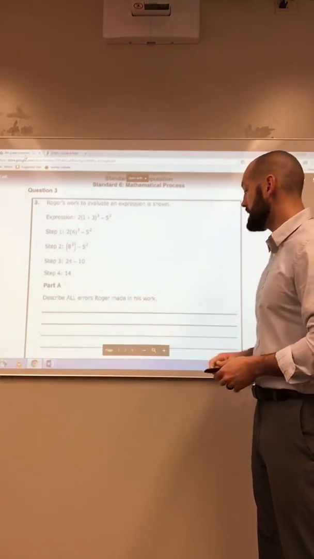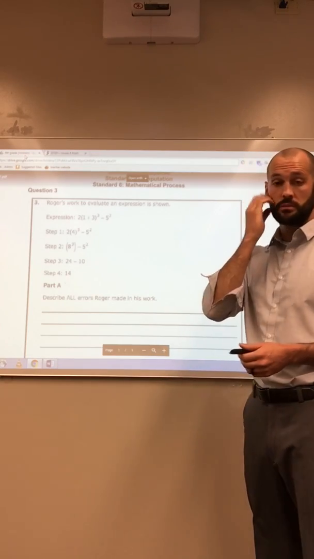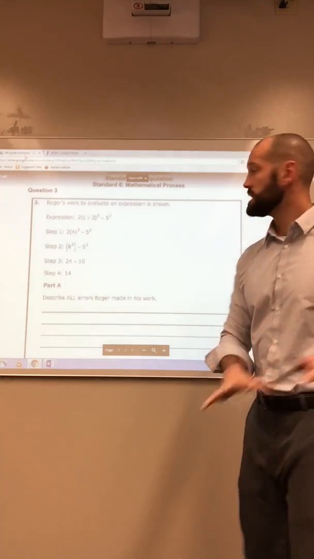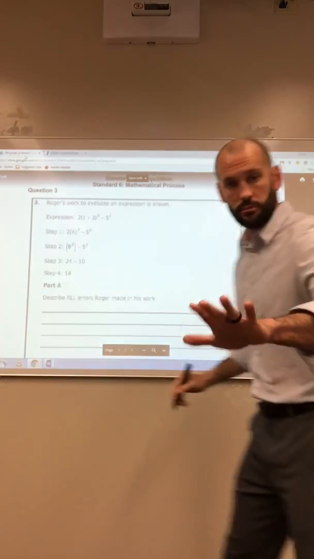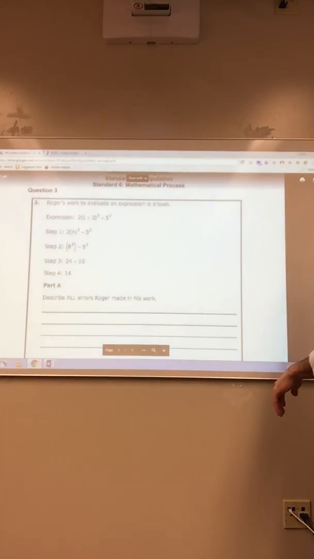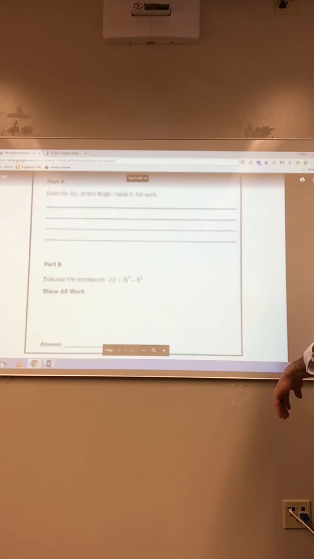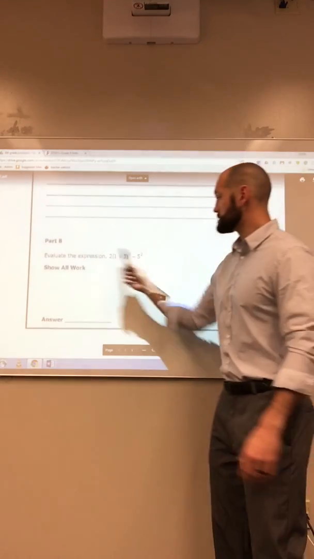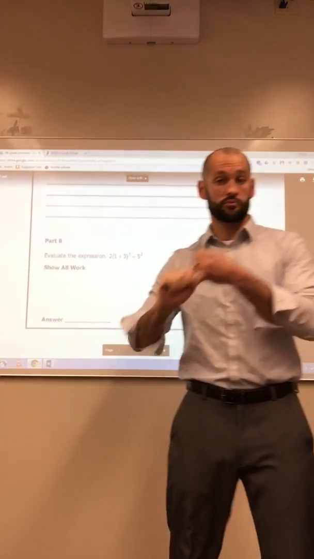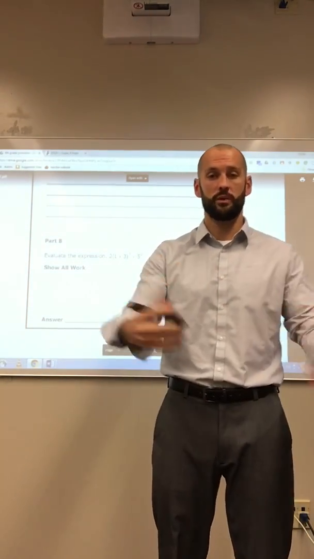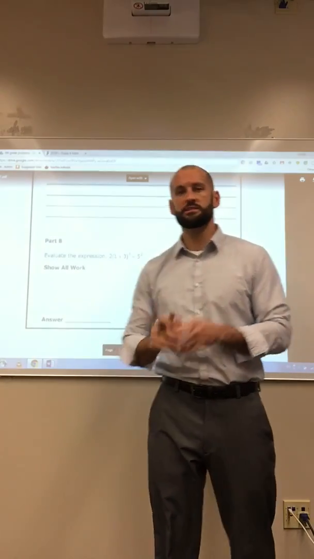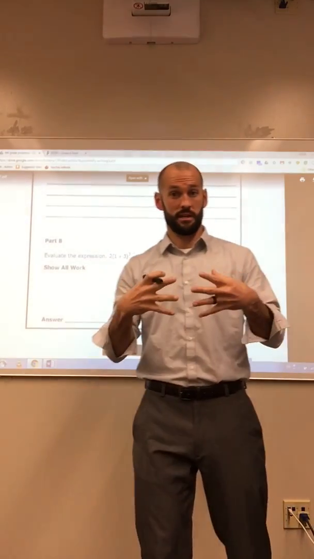Describe all errors made in Roger's work. Okay, so that's what we're going to do first, is look at what errors he may have made. Now, before I start, I just want to see if part B is connected to that. Part B, evaluate the expression. So we have to, 1, find Roger's mistakes and describe them, and then 2, actually show the correct way to solve this problem. Well, this is one of those rare times I think the istep is helping us.